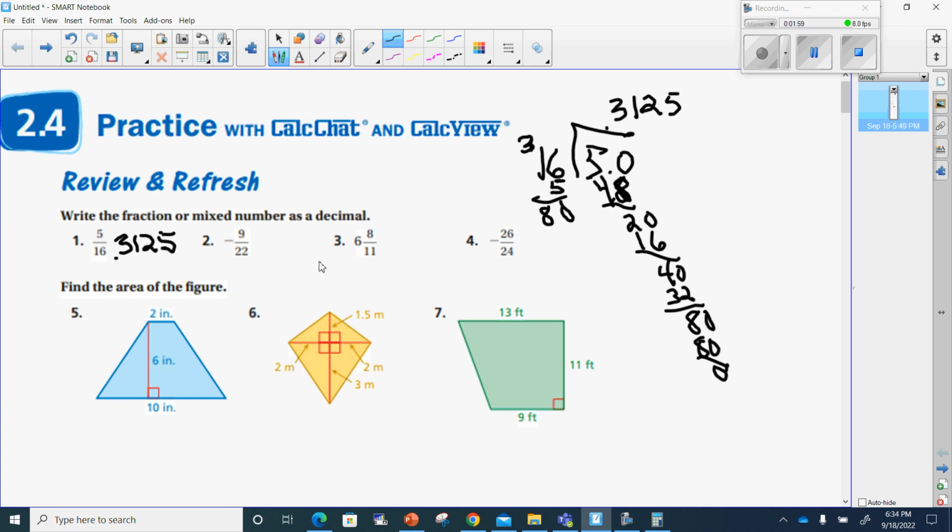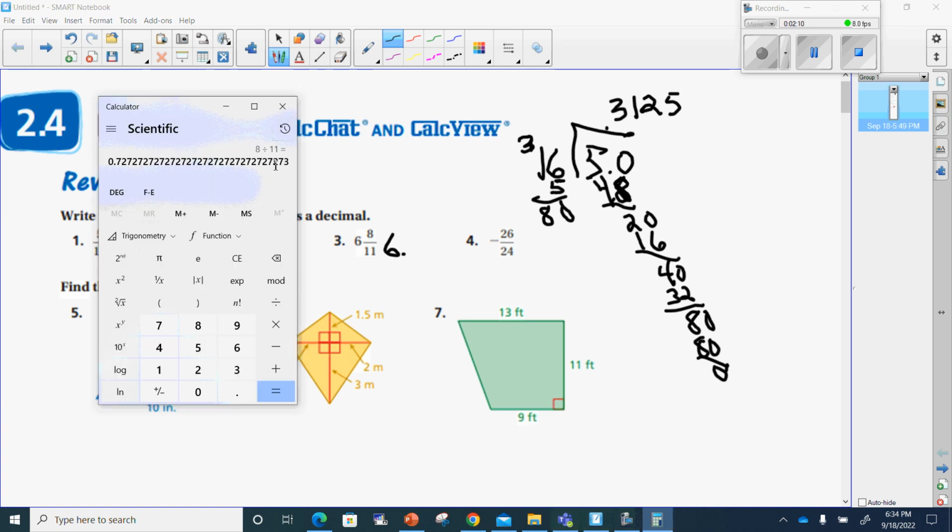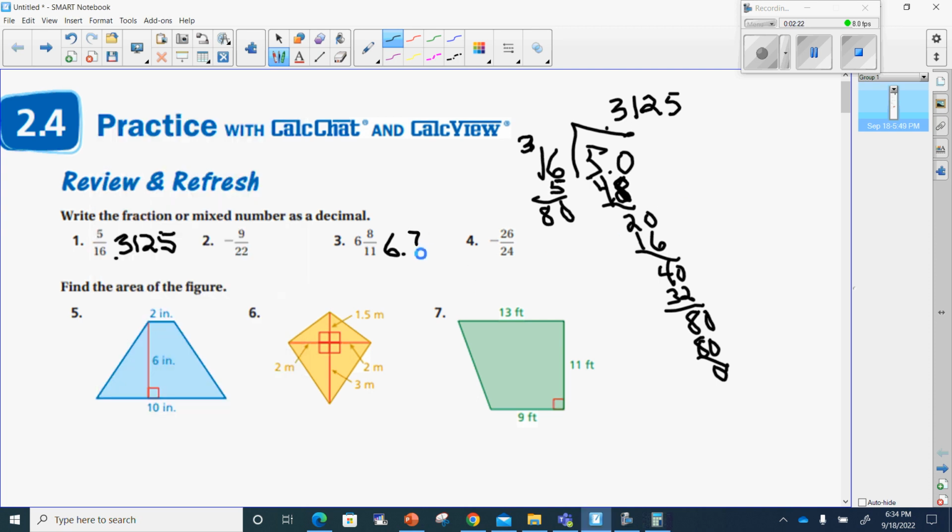All right, let's go over to number 3. It says 6 and 8 over 11. I know I can put the 6 in front because that 6 represents a whole number. I could just take 8 and divide it by 11. I'm going to go ahead and look at my calculator here. 8 divided by 11 gives me 0.727272. It repeats forever. So I can write that as 72 and then put a line over it showing that that number goes on forever, repeating.